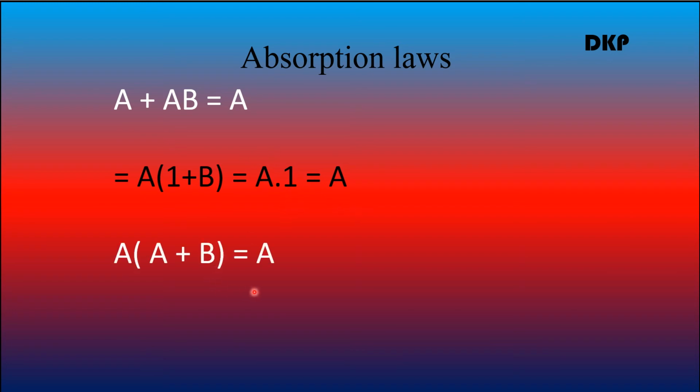This is the second law. A into A plus B is equal to A. Here you have to multiply these terms. A into A plus A into B is equal to A into A is A itself plus A into B, we have written it as it is, and we know that according to the first law, A plus AB is equal to A.